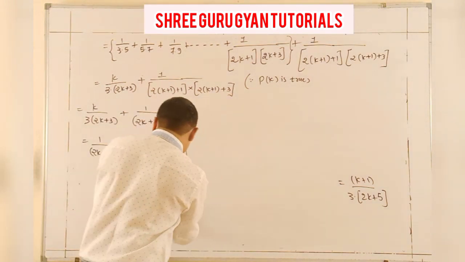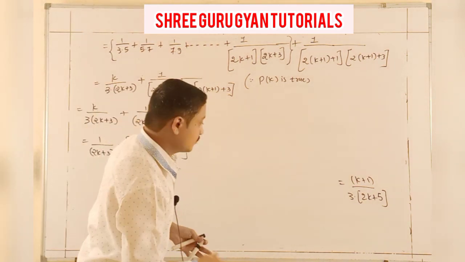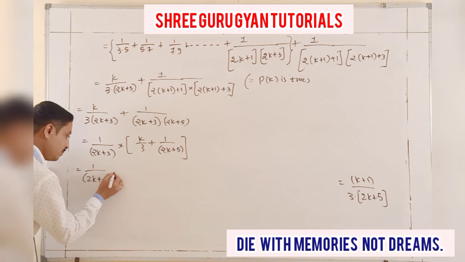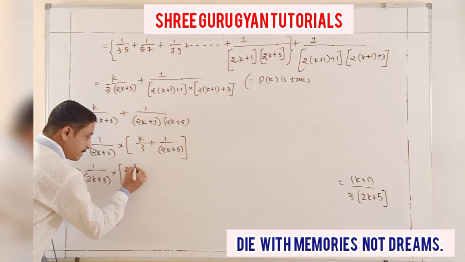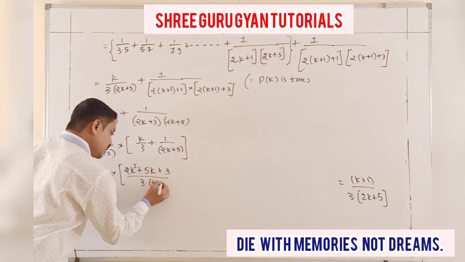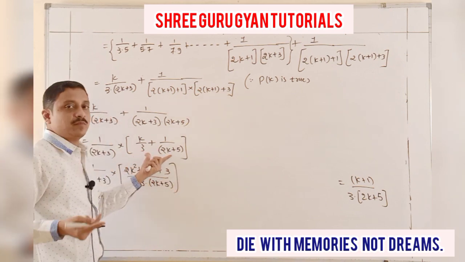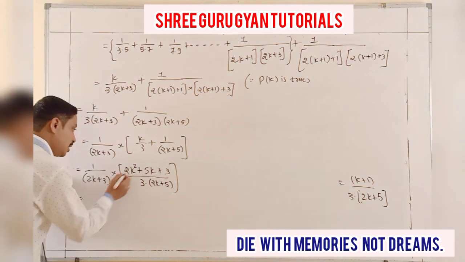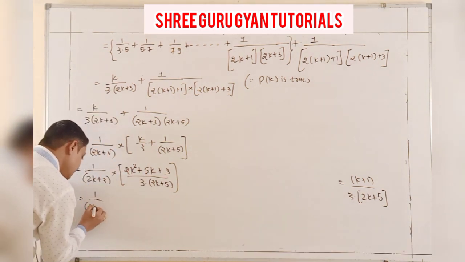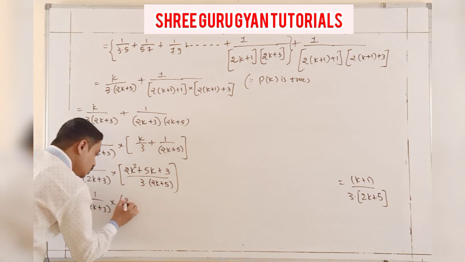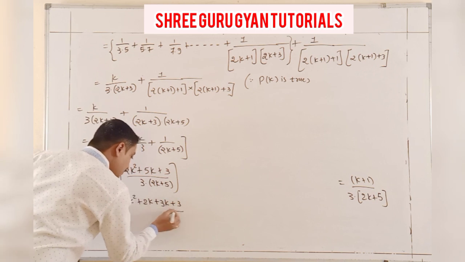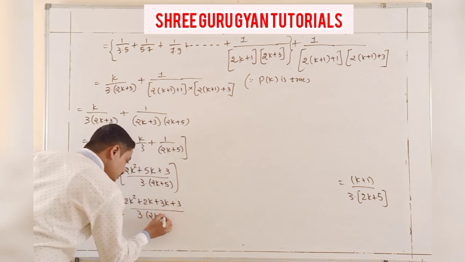So I just write it as it is. So 1 below 2K plus 3, 2K square, 5K plus 3, and here 2K plus 5. Students, here I check LCM and simplify. Now 3 twos are 6, 5K splitting. So 2K square, 2K, 3K by 2K plus 5.